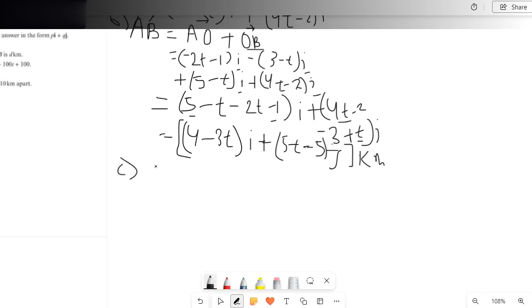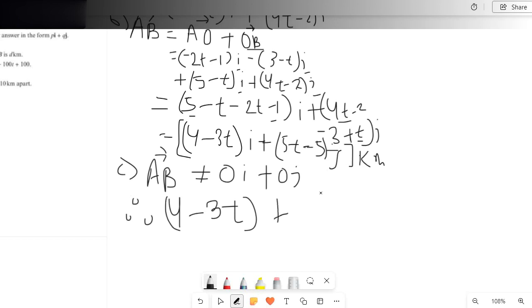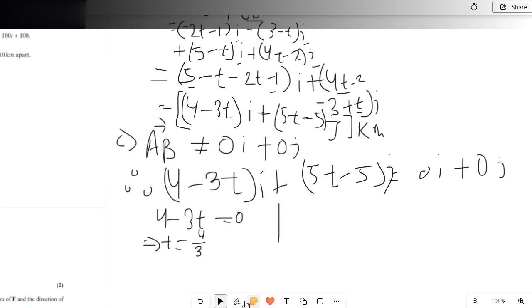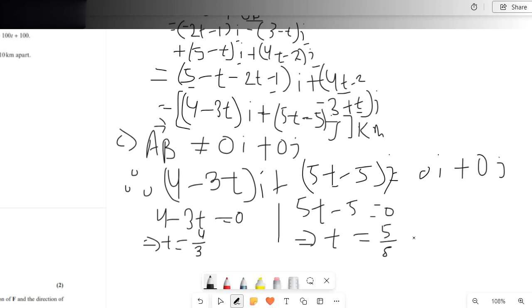In part C, if A and B do not collide, then AB should not be equal to the zero vector, 0i plus 0j. So if we say that (4 minus 3t) i plus (5t minus 5) j is equal to 0i plus 0j, and equating the i components, we can say that 4 minus 3t is equal to 0, so t should be 4 by 3. And if we equate the j components, we get 5t minus 5 equal to 0, so t should be 5 by 5, which is 1.